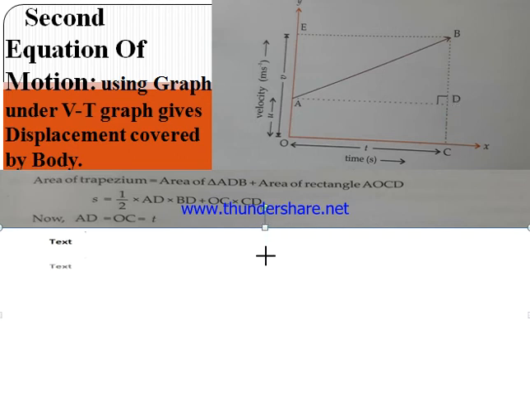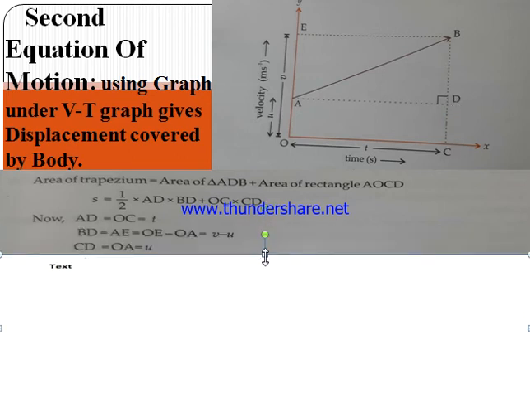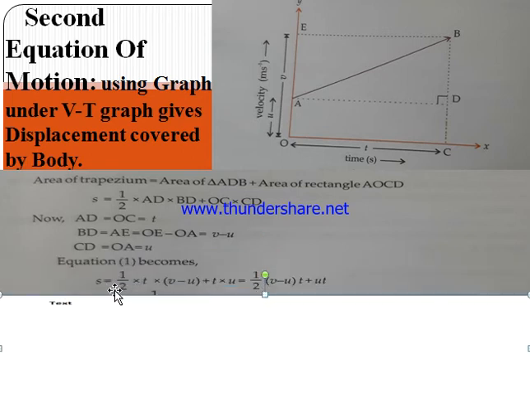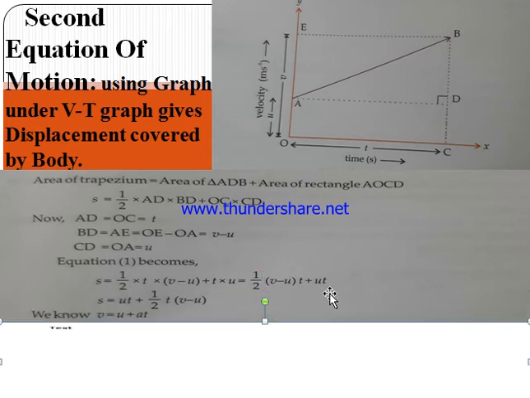So what is the formula? S is equal to half. AD is T, BD is V minus U. OC is equal to T and CD is equal to U. So the formula is half, V minus U into T, plus UT.